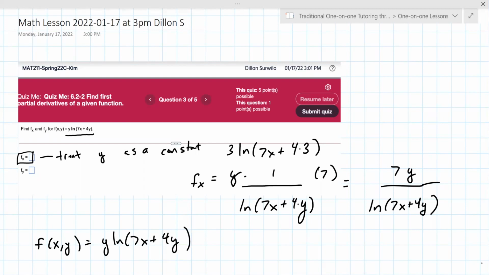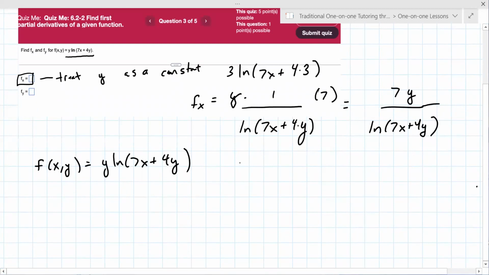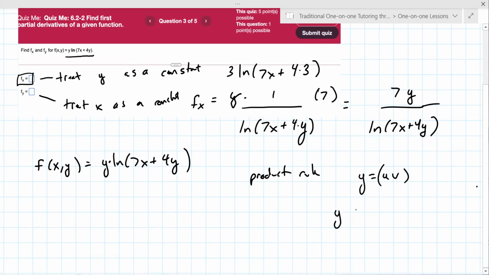So this time, when you're trying to find Fy, that means that you treat x as a constant. But this one's more complicated. It's product rule, because y is the first function and natural log of this is your second. So you have to remember your product rule. Your derivative was u v prime plus v u prime.